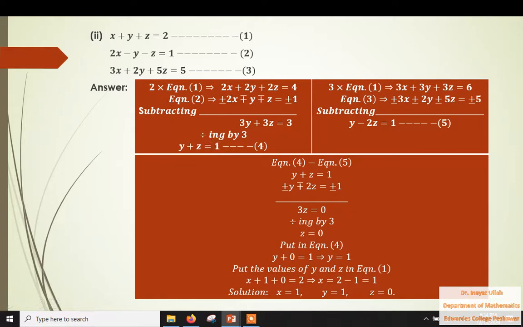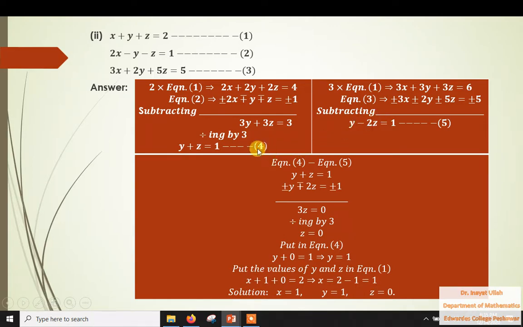Similarly, multiplying equation 1 by 3, 3x plus 3y plus 3z is equal to 6, and write the third equation as it is below this equation, and subtract these two by changing the signs to get 3x minus 3x cancel, plus 3y minus 2y is y, and plus 3z minus 5z is minus 2z, 6 minus 5 is plus 1. So that is equation number 5. Now just look at these two equations. x is eliminated.